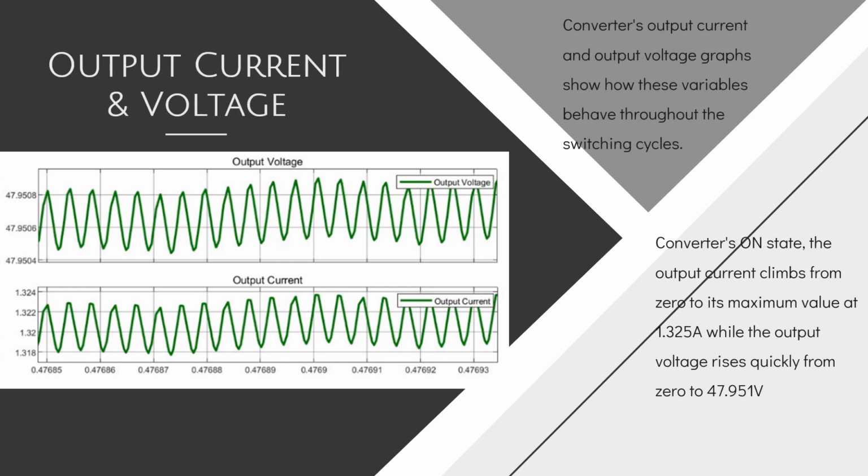Here we can see the graph of output current and output voltage of the circuit. Across the switching cycles, the output current rises from 0 to its peak value of around 1.325 amperes during the on state, and simultaneously, the output voltage surges from 0 to 47.951 volts. During the off state, the output current gradually declines while the output voltage reduces as energy stored in the resonant tank circuit is transferred to the load.